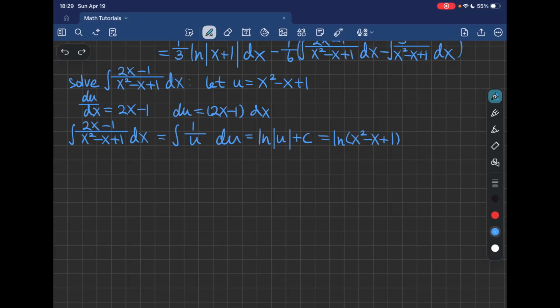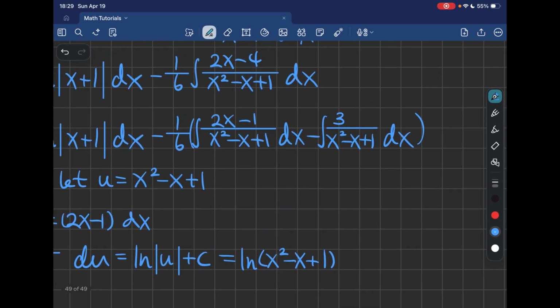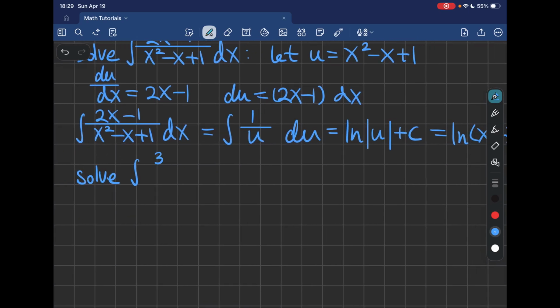So now we should move on to solving the other part, which is 3 over that quadratic expression.